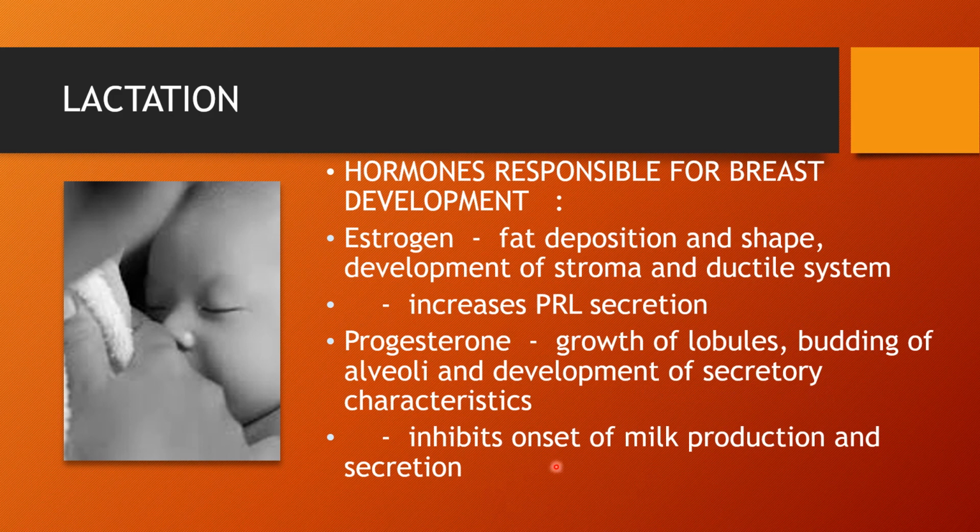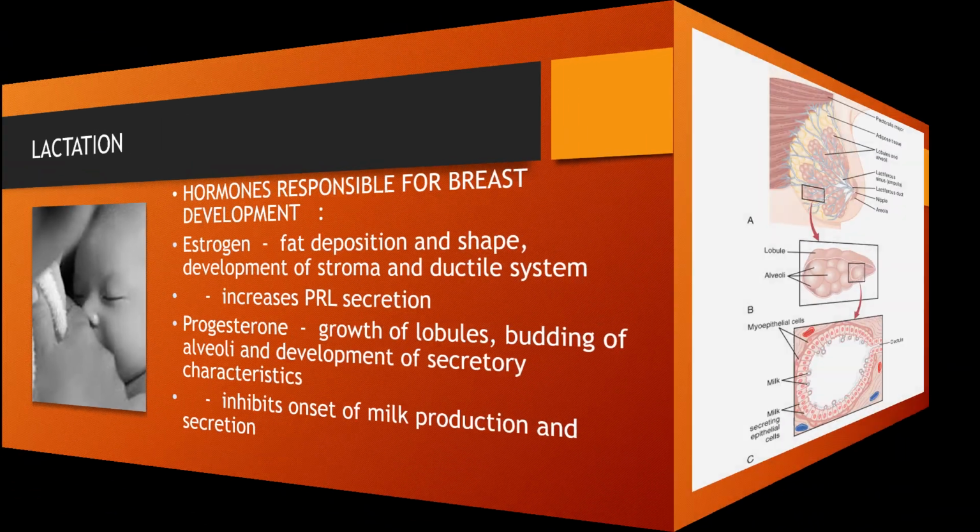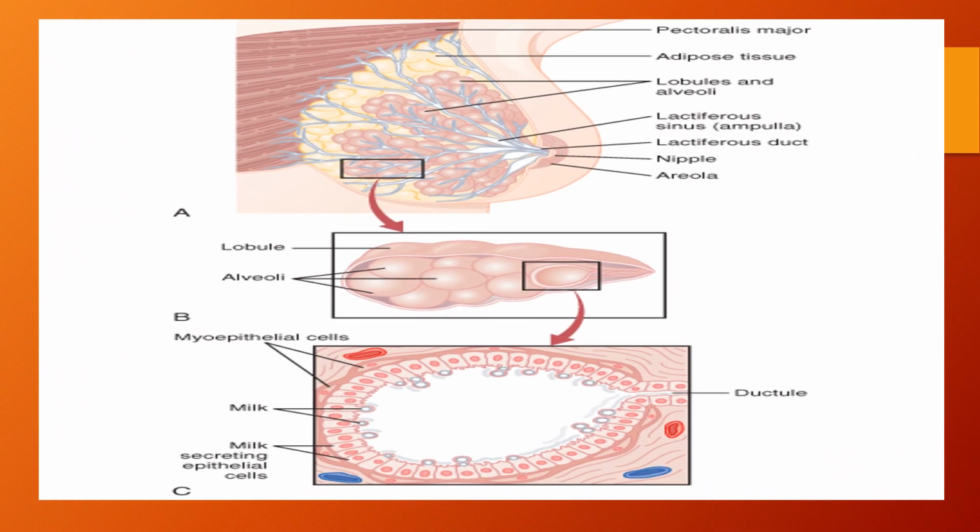And it inhibits the onset of milk production and secretion while it is not yet time for production of milk. So this is a representation of the breast during pregnancy with the deposition of fat, the development of the lobules and the alveoli, and the development later of your lactiferous sinus and the nipple-areolar complex.